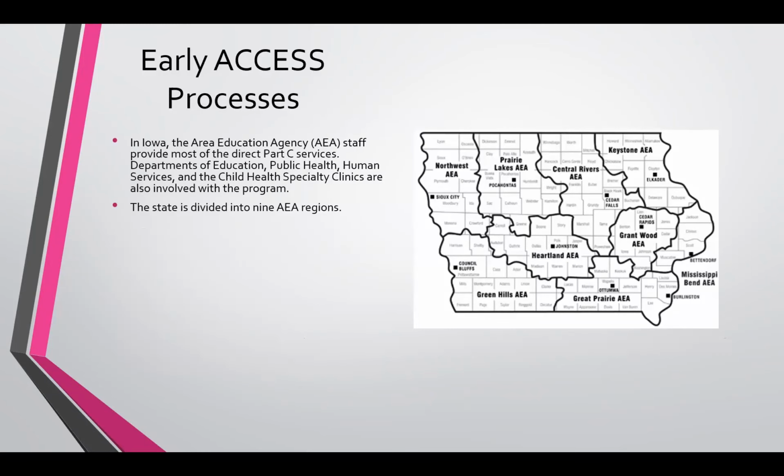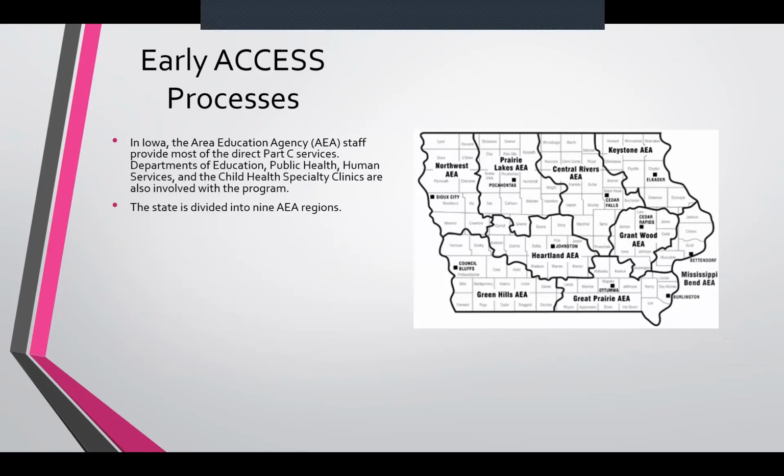In Iowa, the area education agencies typically provide most of the direct Part C services. And Iowa is divided up in different AEA regions here. You can see on the map here. There are some other people involved as well, including Department of Education, Public Health, Human Services, and child specialty clinics are also involved with the Part C services.